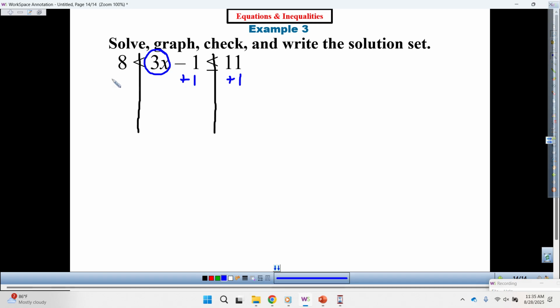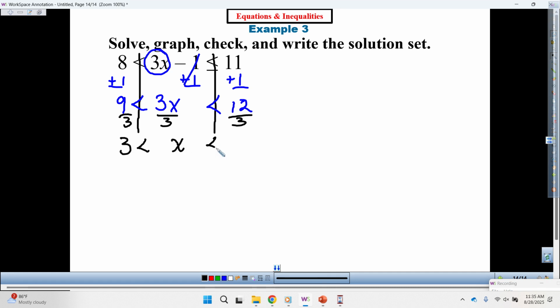Add 1 to all sides. Very good. This cancels. We're left with 9 less than 3x less than 12. Is the x by itself, everyone? No. What do, Leo? Divide by 3 to all sides. So that leaves us with 3 less than x less than 4.